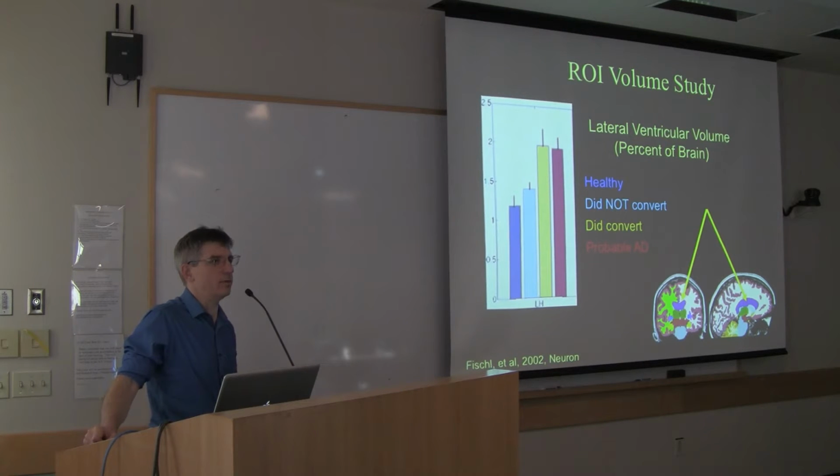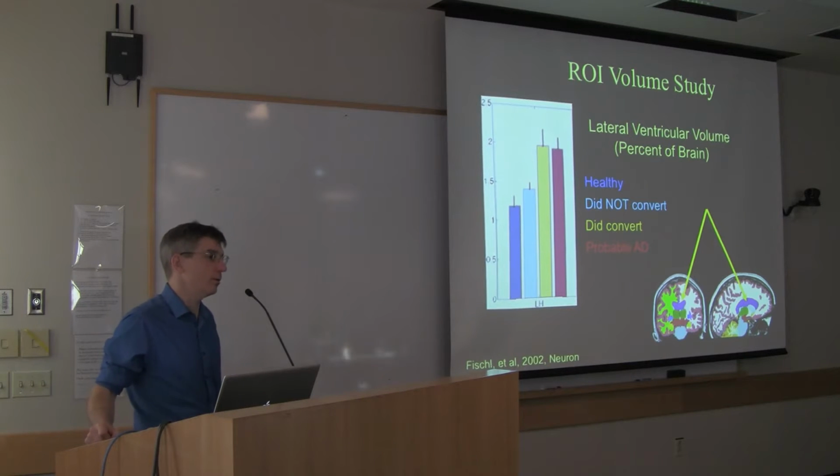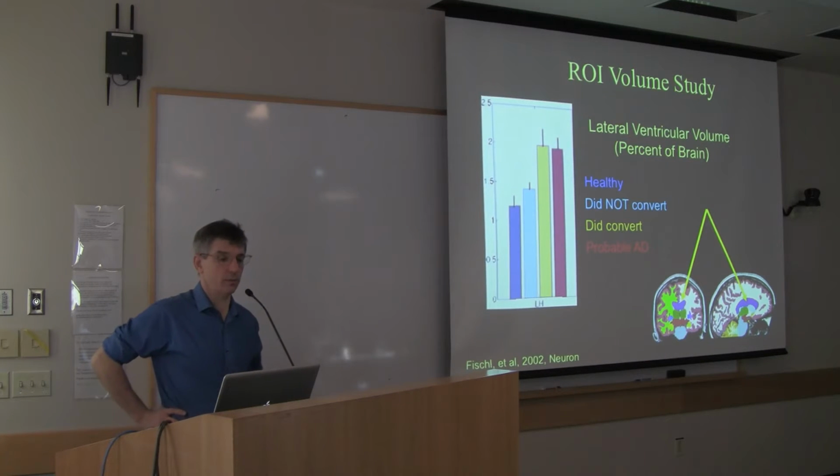Even though there are 4 bars there, at the time that these subjects were scanned, there were only actually 3 groups. There was a group on the left, the blue group, which is the healthy group, the group on the right, which was the group that probably had AD, and this group in the middle that it was unclear as to whether they had AD or whether they were healthy or not. So 3 years after the scan, they continued to follow these subjects, and some of them converted into Alzheimer's disease, and some of them did not.